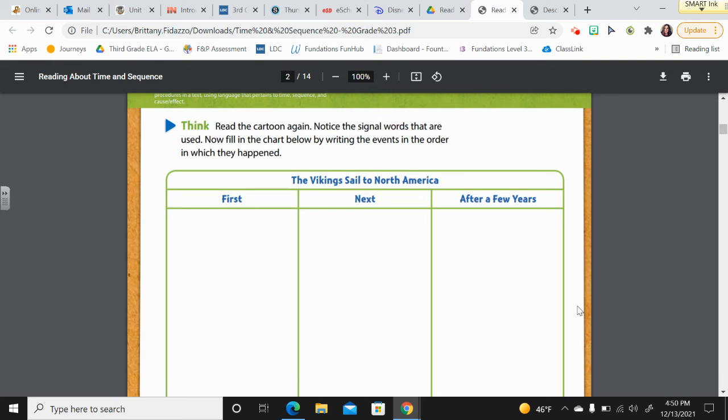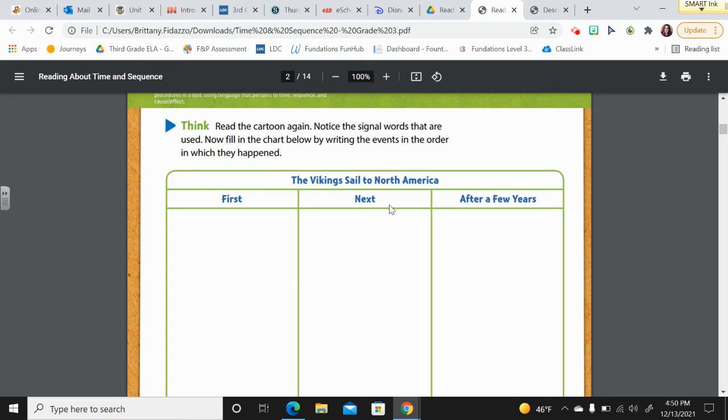It says, read the cartoon again. Notice the signal words that are used. Now fill in the chart below by writing the events in the order in which they happened. First, do you remember what happened? What sentence can you write here? Right, the Vikings sailed to North America. That's the continent that we live on.